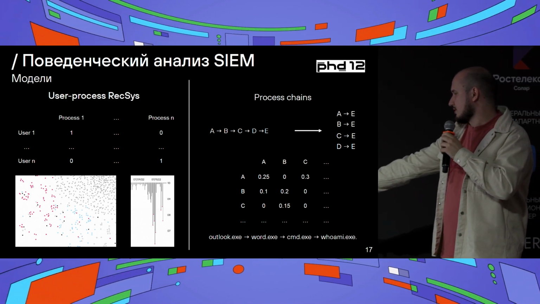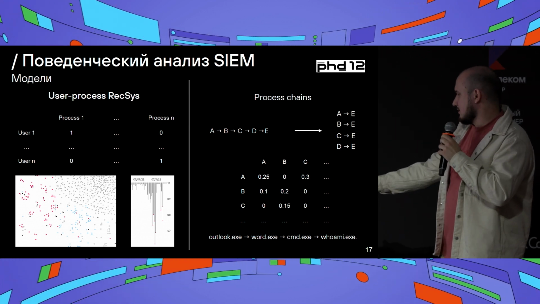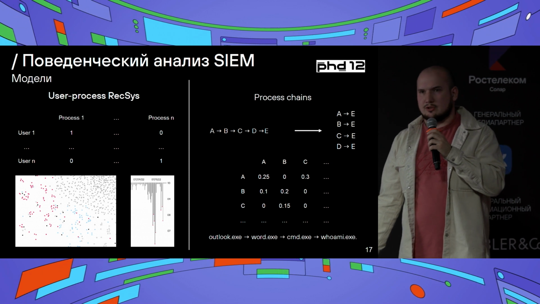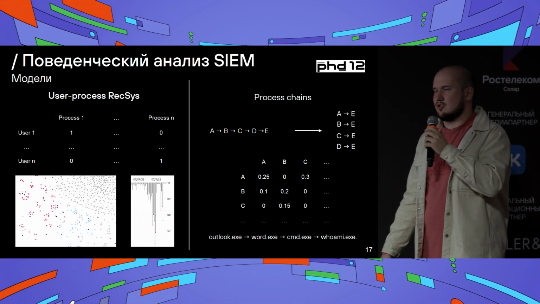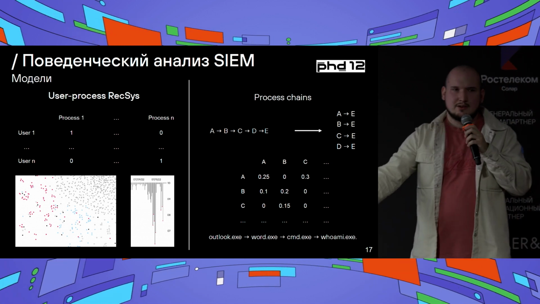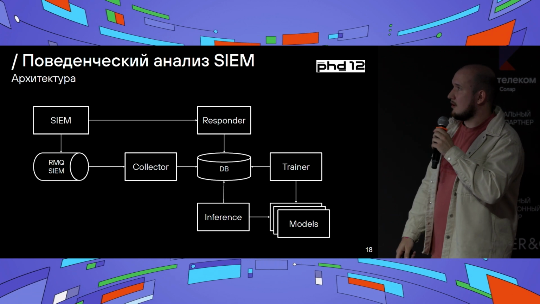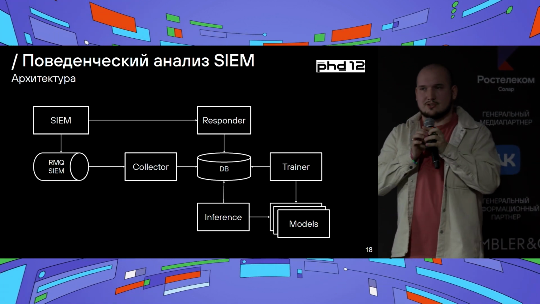And let's take a simpler example. There's this chain at the bottom: Outlook, Word, CMD, whoami. You can see that a transition from CMD to whoami is not something that is suspicious. But if there is a transition from Outlook to whoami, that is suspicious and can be reported.